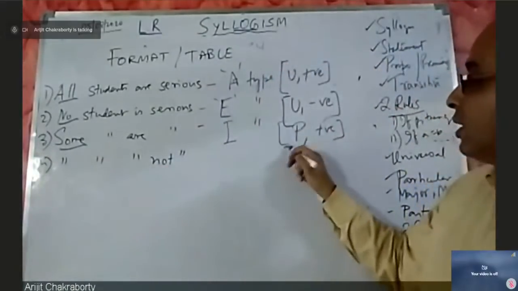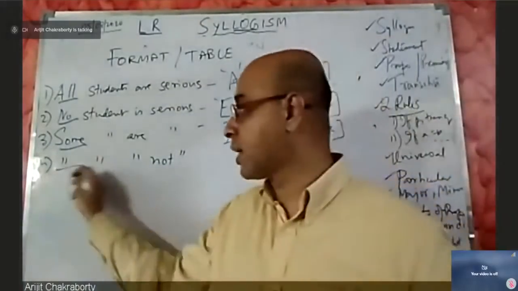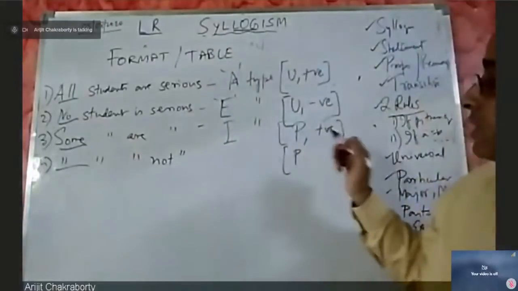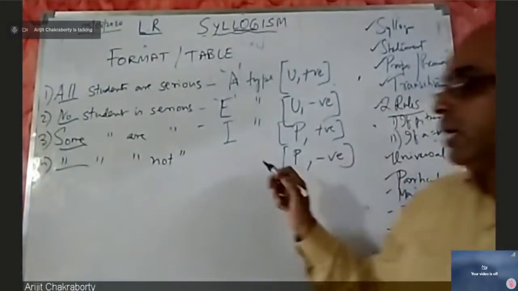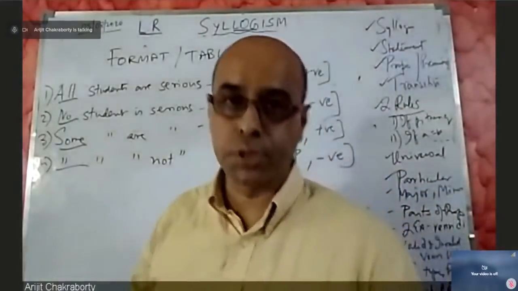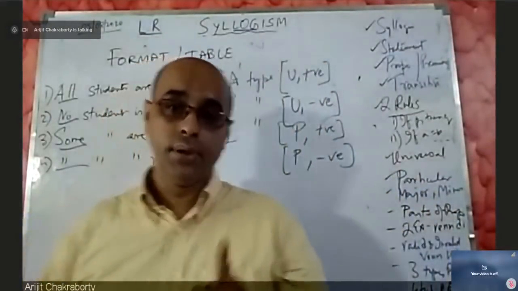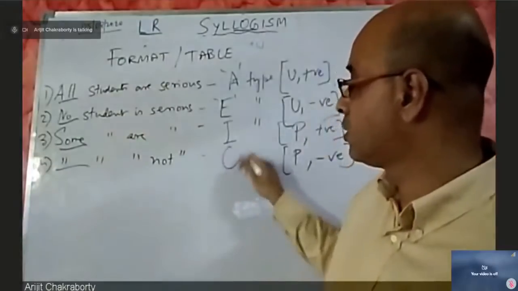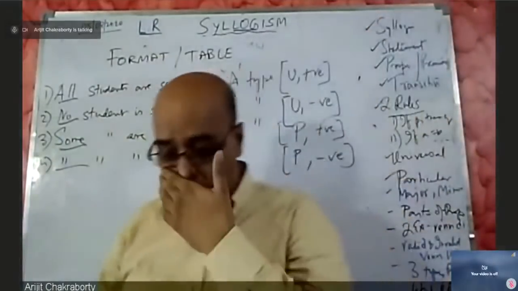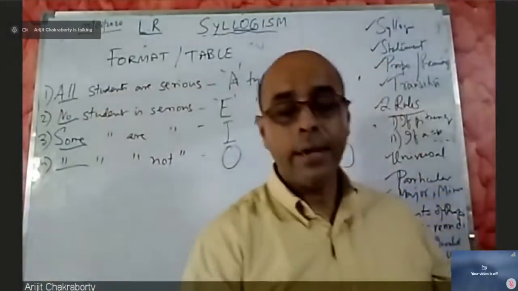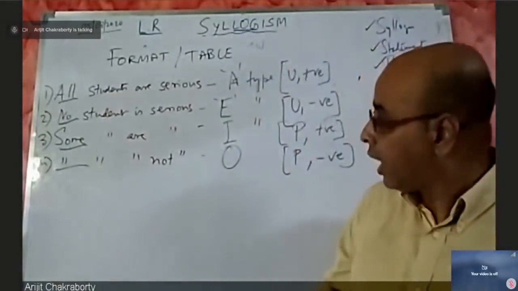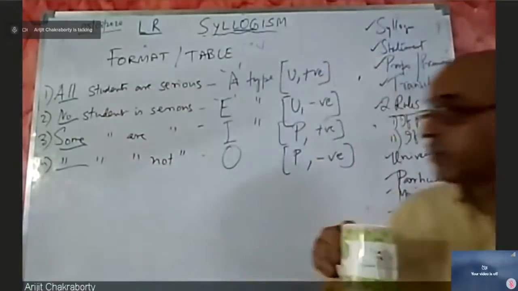So this is also particular because it starts with some, but it is negative. So particular and negative. This type of propositions, dear students, is known as O type. Okay, O. So these are the 4 types of propositions. So A, E, I and O. Please note it down.